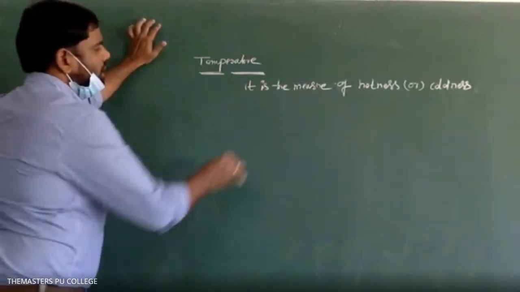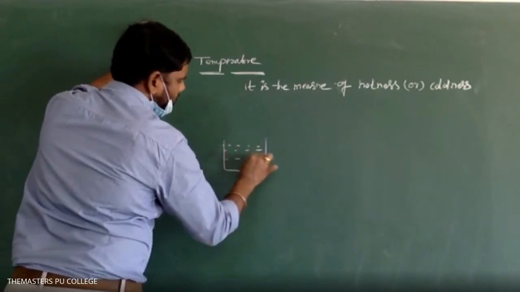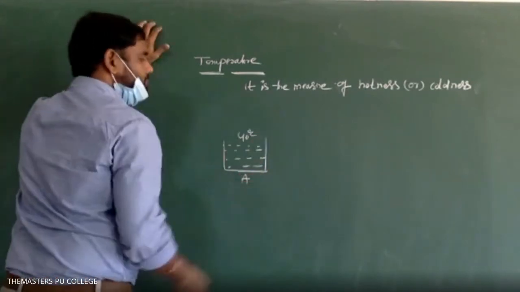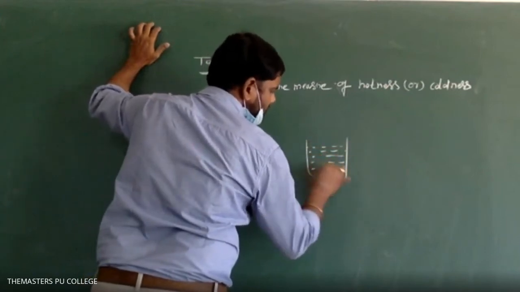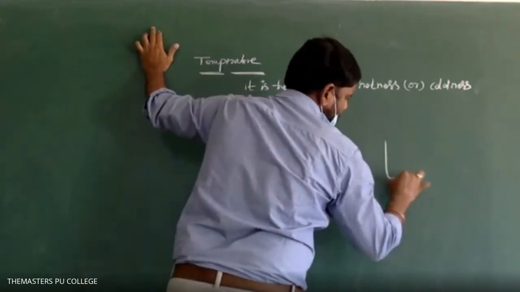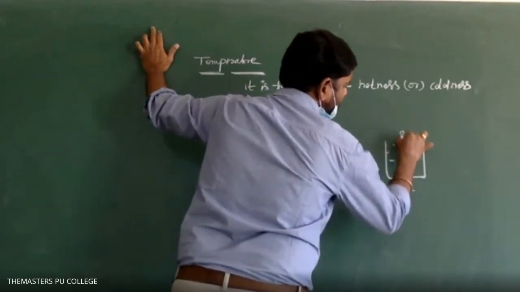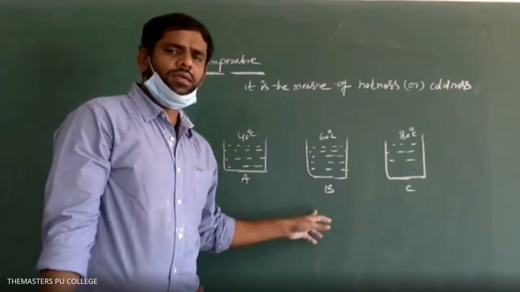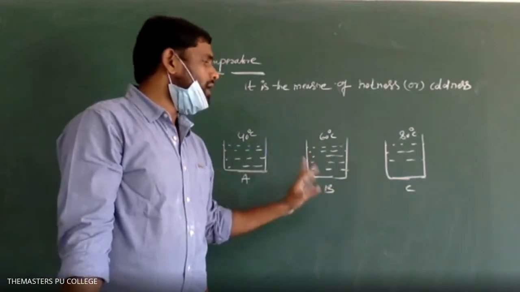So first listen. For example, I have taken 3 beakers, and in the 3 beakers, water is there. Here the water was at 40 degrees centigrade in vessel A, and there is another vessel B with the same water at 60 degrees centigrade. This is vessel C, at 80 degrees centigrade. Which one will be the hottest among these 3, either A or B or C? C, sir. Yes, good.